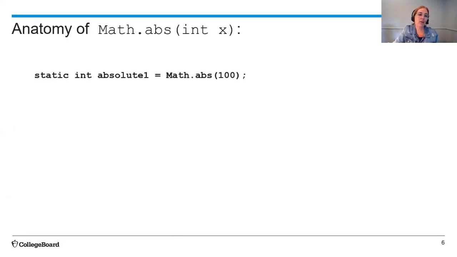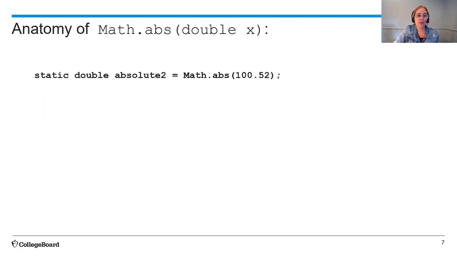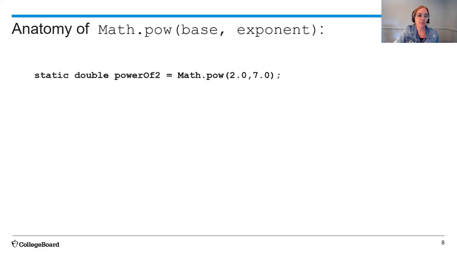All right, last video I broke down this absolute value of an integer, and we saw that here's the variable, here's the method, and there's the parameter that it's acting upon, 100. Now, notice that static here is provided as a modifier. Here is absolute value of a double, very similar. And again, static's added as a modifier. You don't have to include that when you write your code. Oftentimes I do not. It can be there.